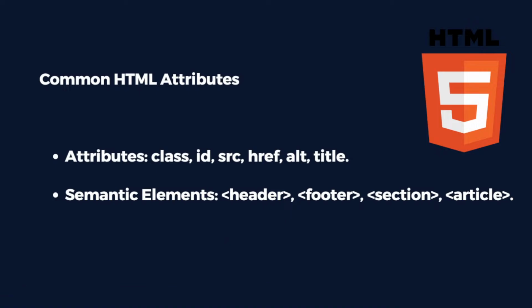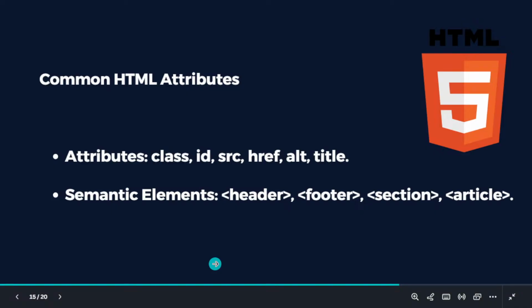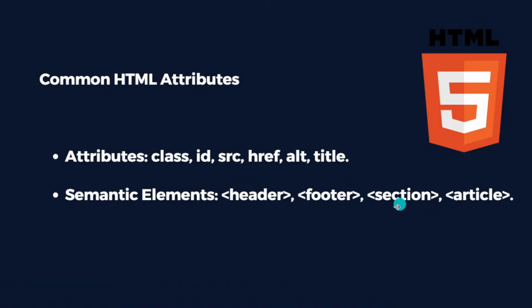These are example attributes, common HTML attributes: class, ID, src, href, alt, and title. These are the common attributes in HTML tags. And semantic elements like header, footer, section, and article.